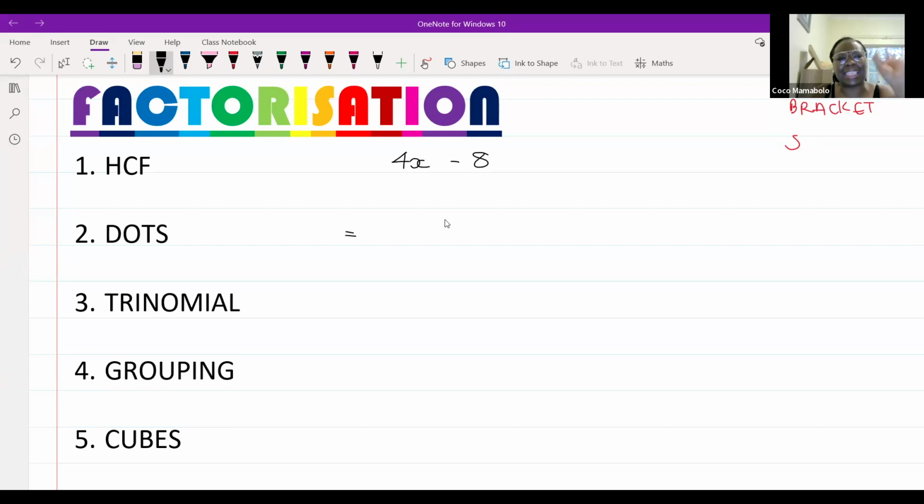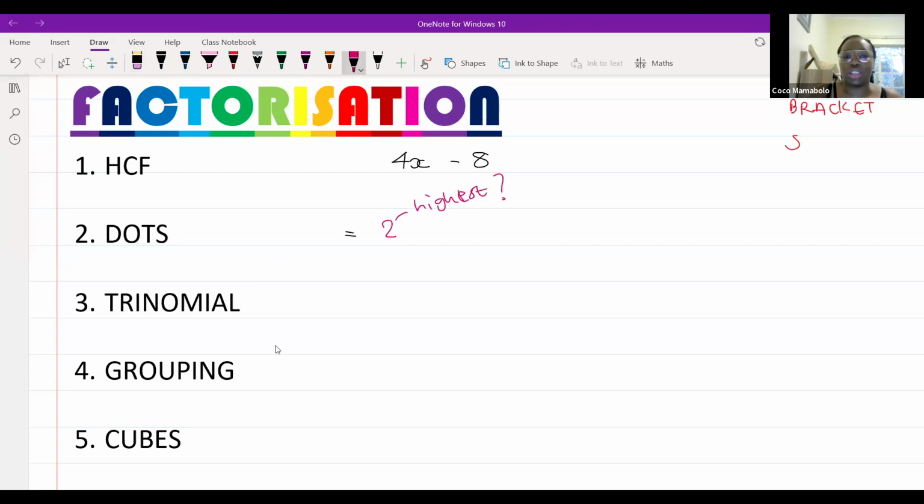Correct. Remember, I can see somebody making this mistake, saying 2 goes into both 4 and into 8. Now, that is correct. You're not wrong. I can take 2 out as a common factor. But is it the highest common factor?